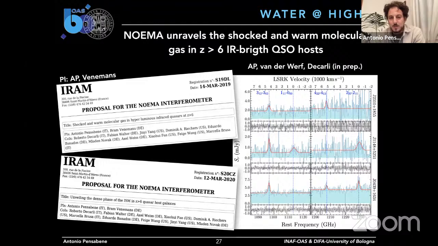Finally, I would like to end my talk with this slide because we are very interested in the warm dense phase of the ISM. As I told you before, there is very little information on this phase at such a high redshift. For this reason, we started an observational campaign with the NOEMA interferometer in order to target multiple H2O lines in a sample of infrared-bright quasar hosts. This work is in progress in collaboration with Paul van der Werf from Leiden University and, of course, Roberto Decarli. Okay, that's it for me, and thank you for your attention.